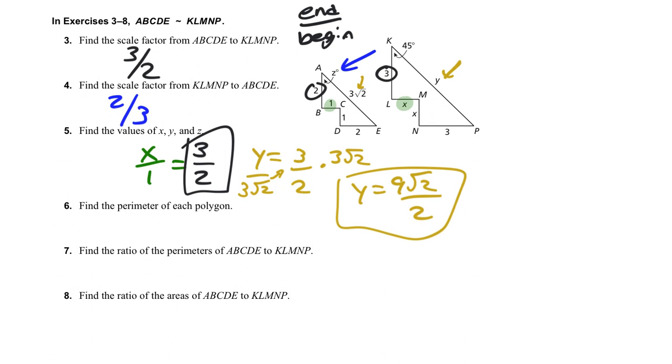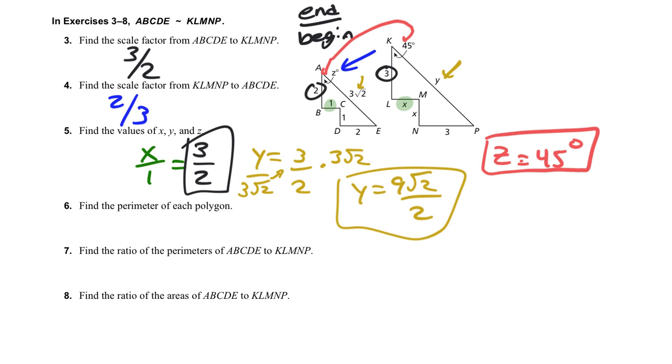Now we need to find z. So here's z. Where is z located? Z is right here. Now remember, angles have their measurement preserved. So that corresponds with angle K, which is just going to give us 45 degrees. There is no scale factor with your angles.